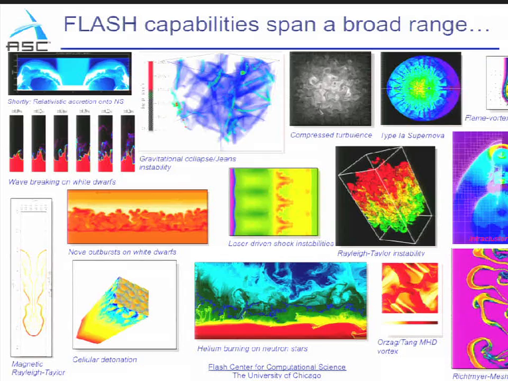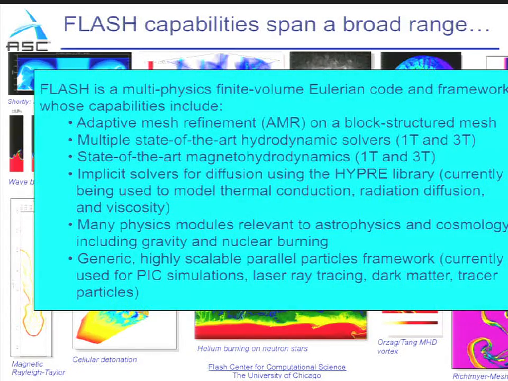The code itself is a multi-physics finite volume Eulerian code, and with a framework whose capabilities include adaptive mesh refinement, so you can put resolution where the action is, where you need it. It has multiple state-of-the-art hydrodynamic solvers, and then the notation of high-energy density physics.